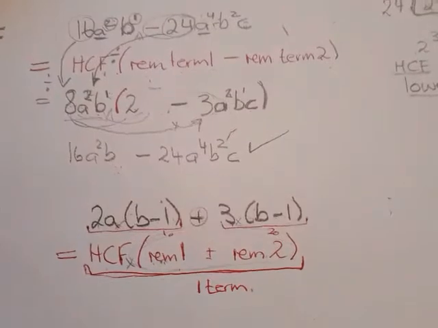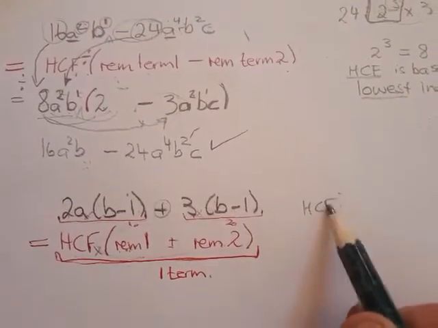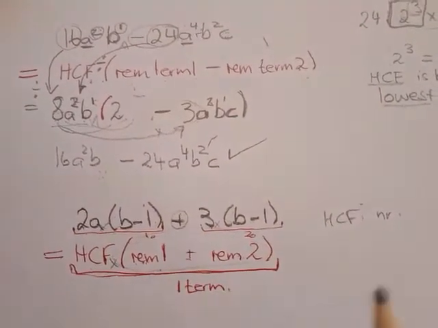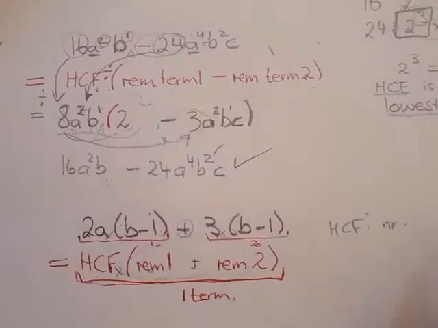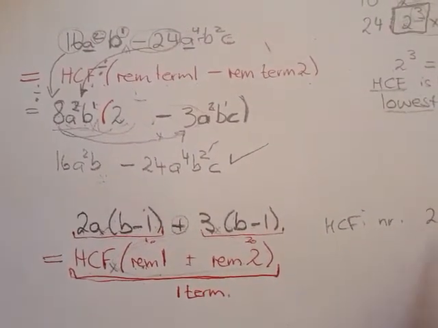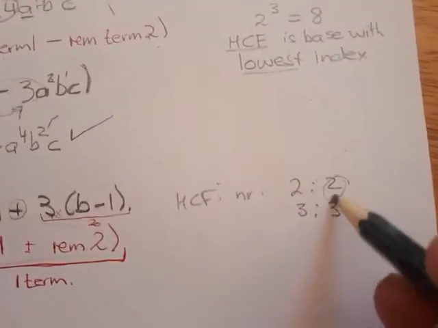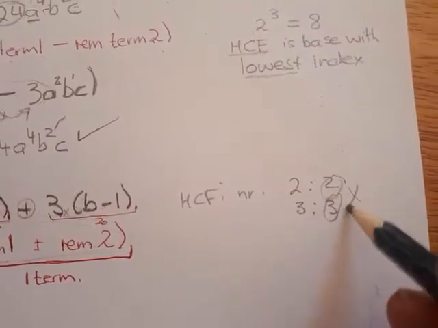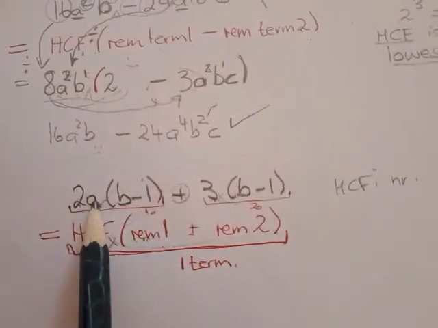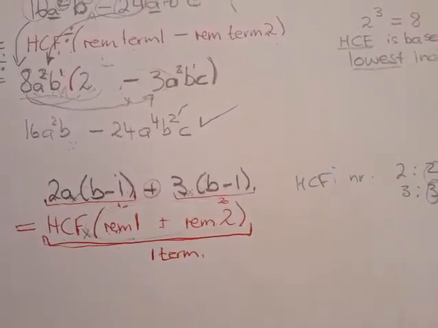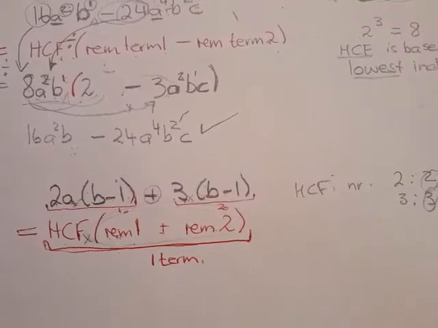So now if you want to find the highest common factor, first start with the numbers, people. 2 and 3, they don't have a common factor. Because for 2, if you place that into your calculator, you will find that this is it. So 2 and 3 don't have the same base, which means there is no highest common factor. Then we've got an a here, but we haven't got an a there. So that's also not common, so you can't take that out.